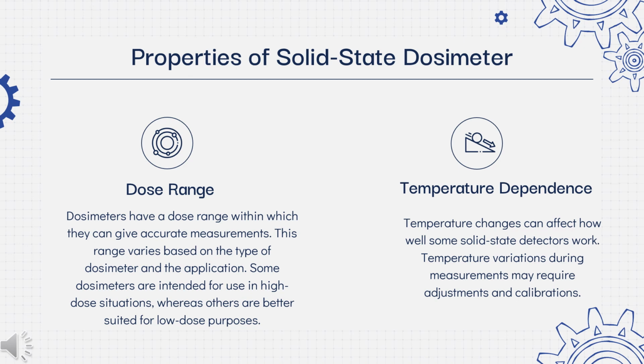Dose range. Dosimeters have a dose range within which they can give accurate measurements. This range varies based on the type of dosimeter and the application. Some dosimeters are intended for use in high-dose situations, whereas others are better suited for low-dose purposes. Temperature dependence. Temperature changes can affect how well some solid-state dosimeters work. Temperature variation during measurements may require adjustment and calibration.